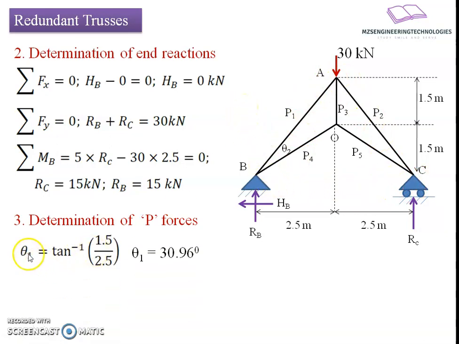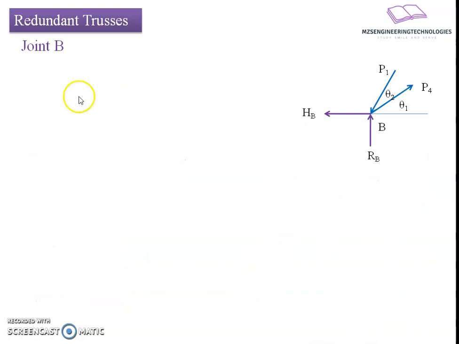For that, let's say the angle traced by the inclined members with the horizontal is as follows. For OB and OC, we have the relation tan inverse of 1.5 divided by 2.5, resulting in theta 1 as 30.96 degrees. Similarly, theta 2 for the members AB and AC is tan inverse of 3 by 2.5, which comes to 50.19 degrees. After knowing this inclination, let's start with the joint by joint analysis.